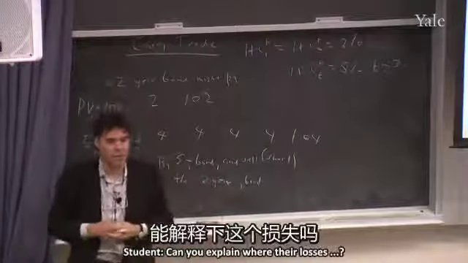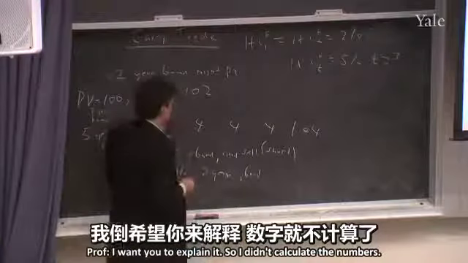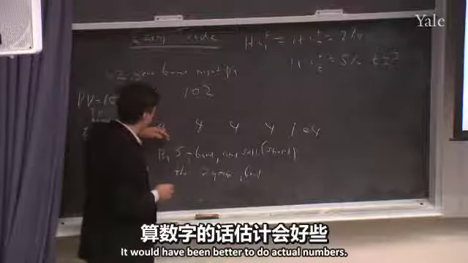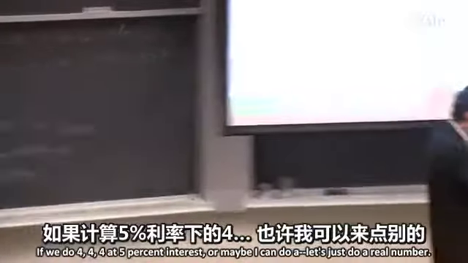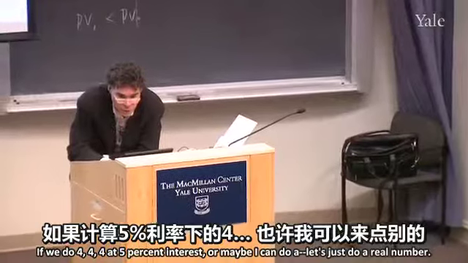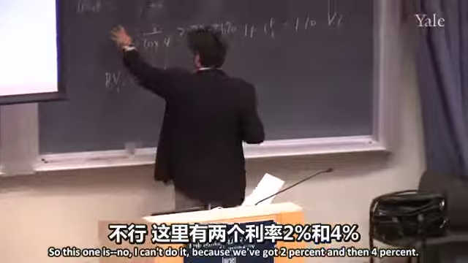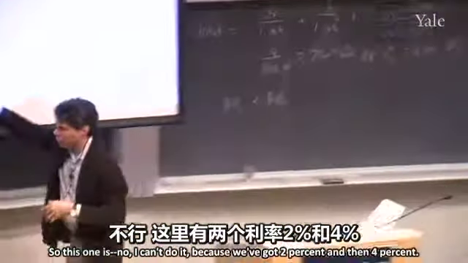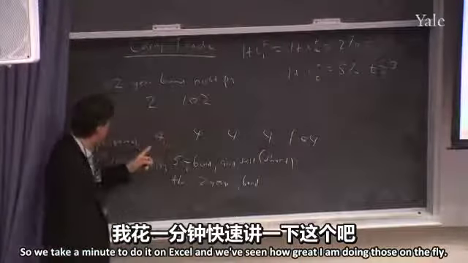Yeah. Can you explain where their losses were going on? Okay. So I want you to explain it. So you see that, I didn't calculate the numbers. It would have been better to do actual numbers. If we do 4, 4, 4 at 5% interest, or maybe let's just do a real number. Well, let's just do the one over here. So this one is... No, I can't do it because we got 2% and then 4%. Okay, it takes a minute to do it on Excel. We've seen how great I am at doing those on the fly.